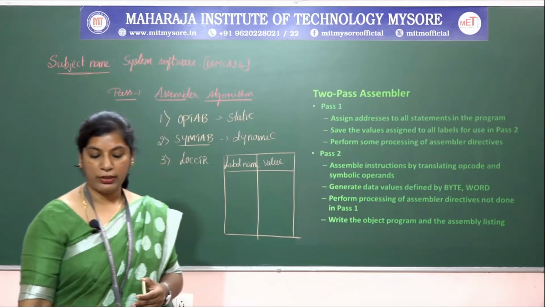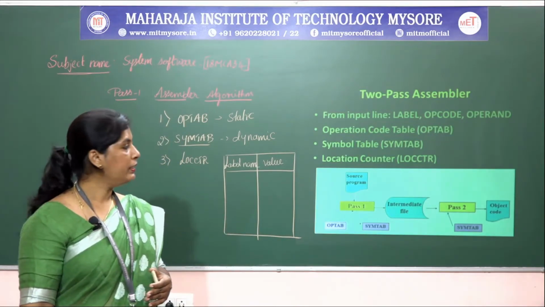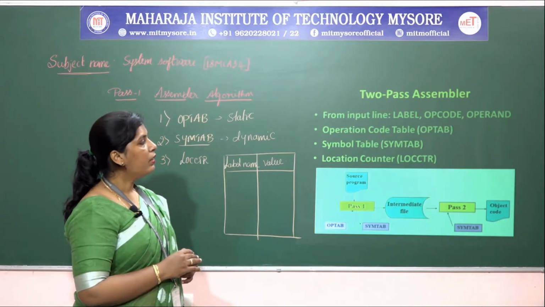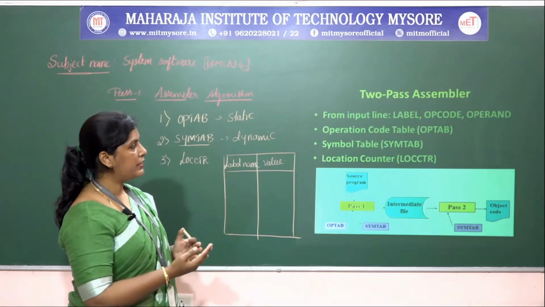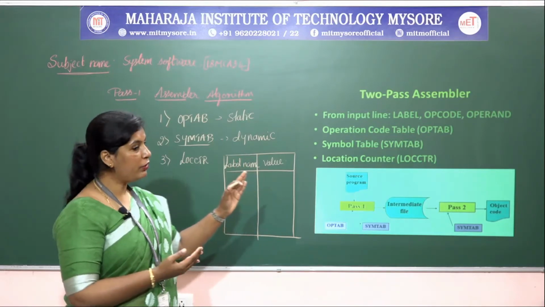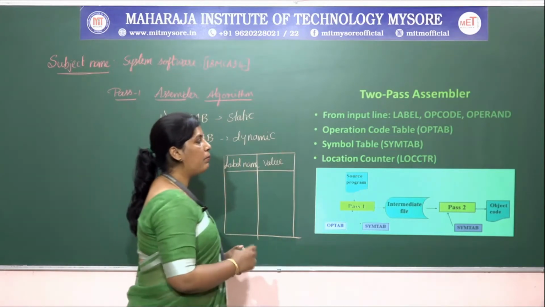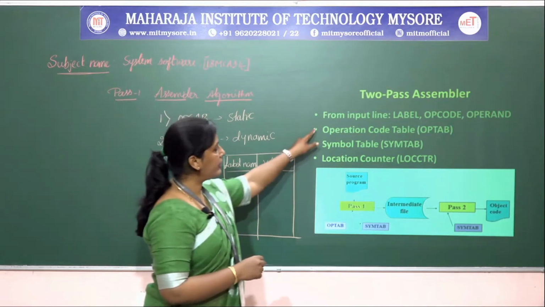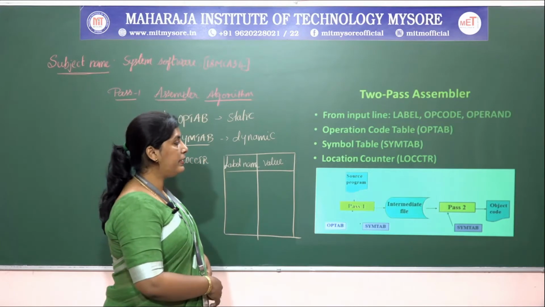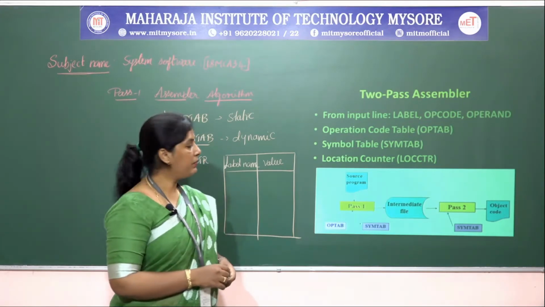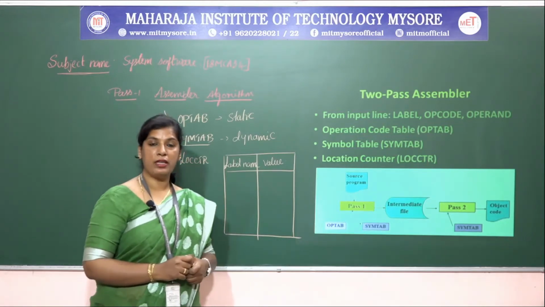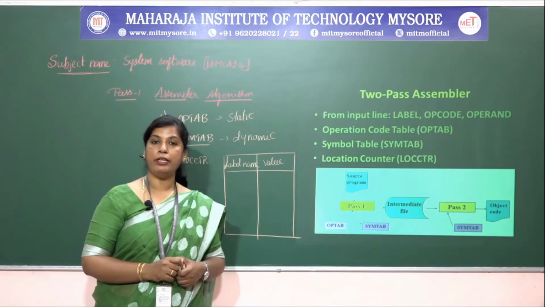So this is how pass 1 and pass 2 are used. I already explained these things. The input line takes a label, opcode and operand. The opcode is the mnemonic value, and the operand is a symbolic value. It uses three different data structures: the operation code table, the symbol table, which is dynamic, and the location counter, a special register which holds the address of the next instruction to be fetched.